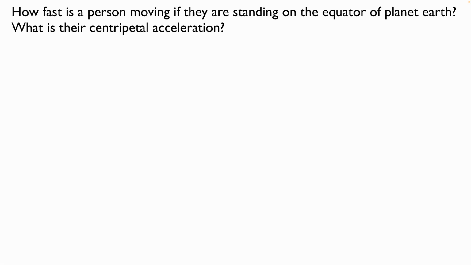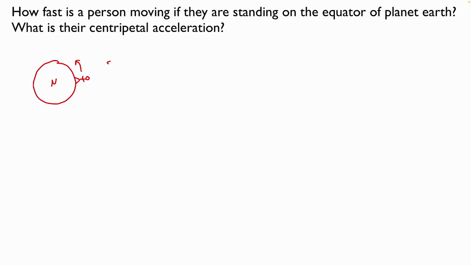So, if we're going to find out how fast a person is moving while standing on the equator, let's visualize it. Here's the Earth as seen from the North Pole. We're looking down on the Earth, and a person is standing on the equator. So, polar bear on top, person on the equator. Can't see the penguins. And let's say we're going that way around the Earth. How fast are they going?